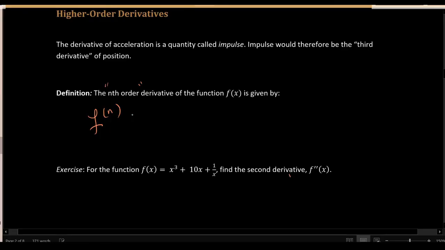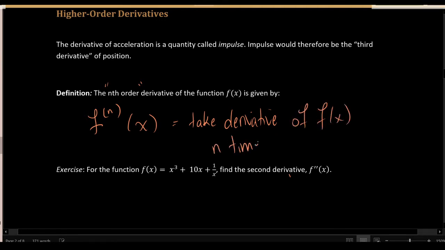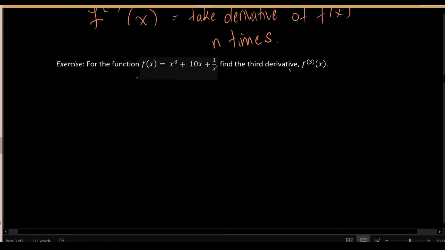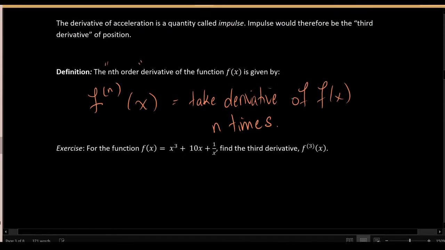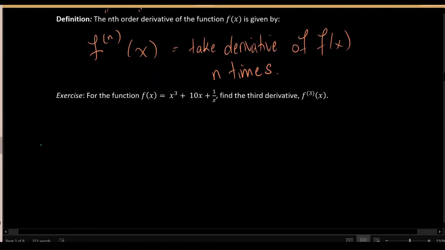The nth order derivative, f superscript n in parentheses, is just taking the derivative of f of x n times in total. If we returned to the same function f of x equals x cubed plus 10x plus 1 over x, suppose that someone wanted us to find the third derivative. Symbolically, they would write this as f with the exponent of 3 in parentheses, of x, the third derivative.